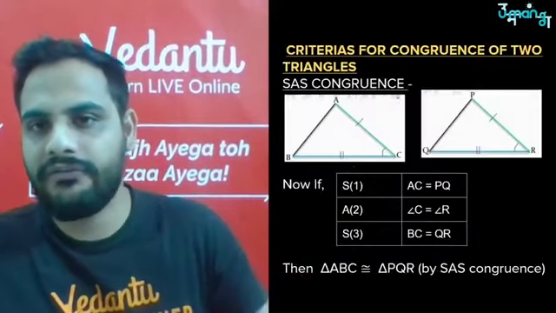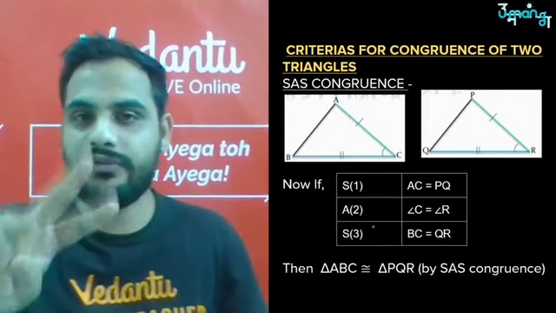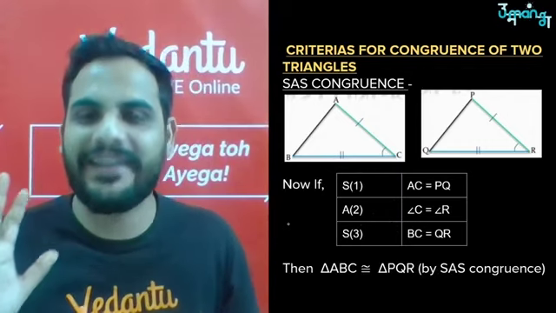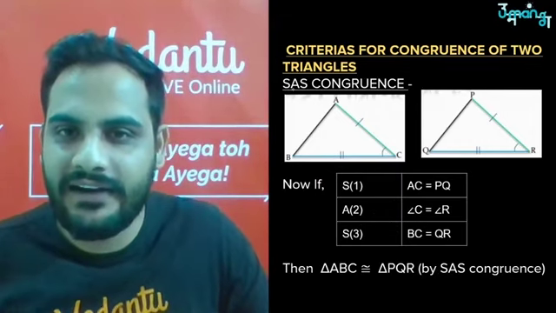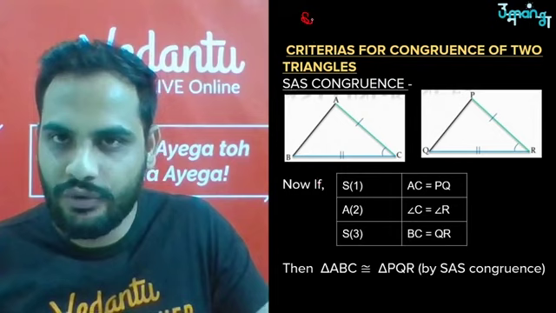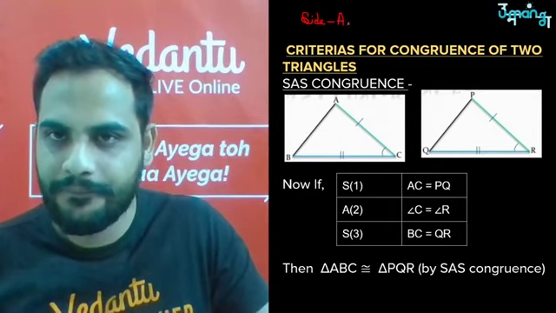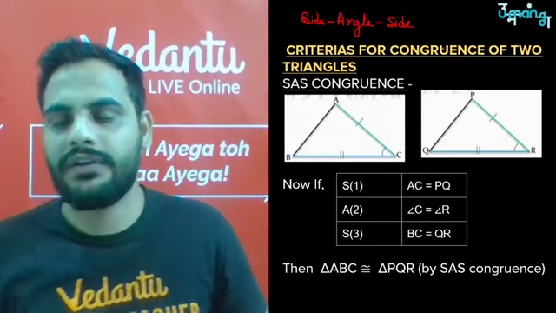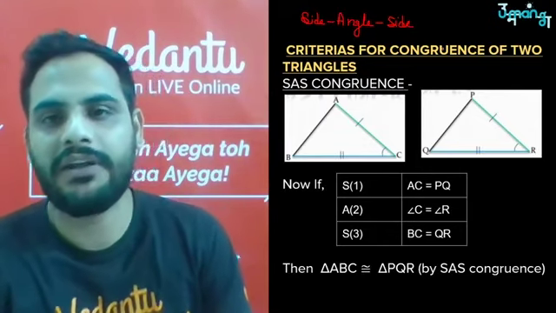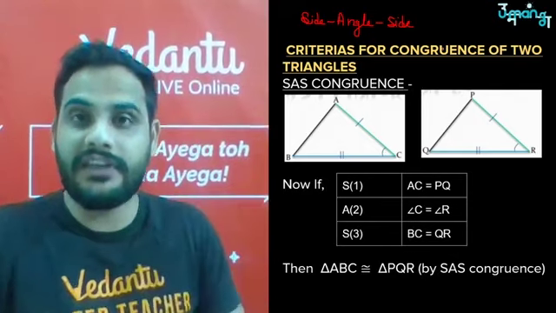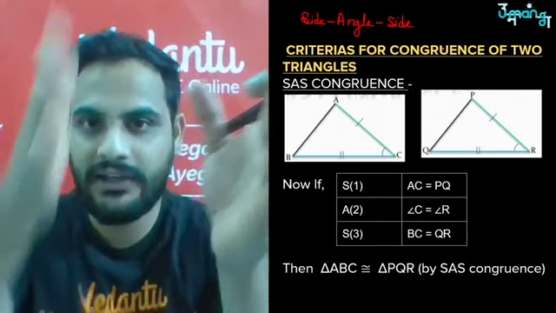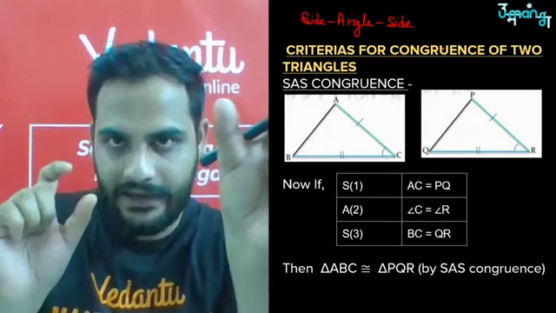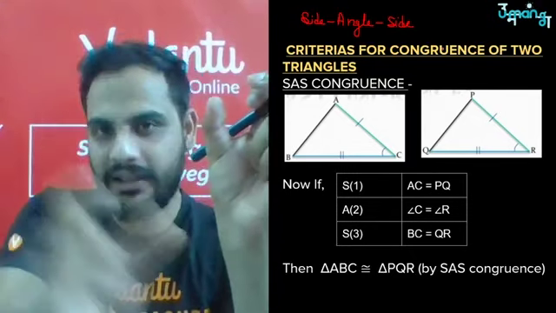Okay. Now the first criteria, we are going to study only two criteria today. Less work. The first criteria is side angle side. As the name suggests, side angle side. This is your first criteria. In this first criteria, what does it say? As the name suggests, remember it very carefully, it is SAS. So side, angle between them, and then side.